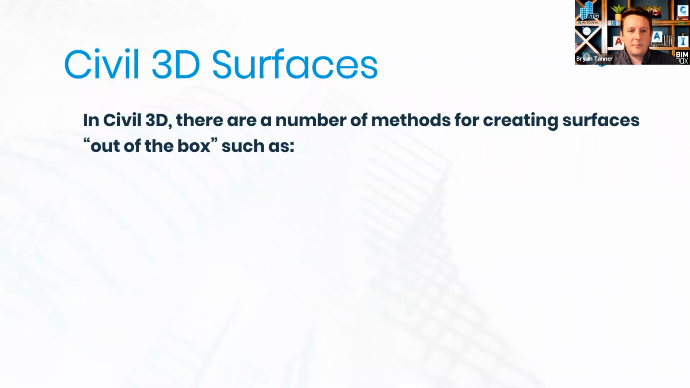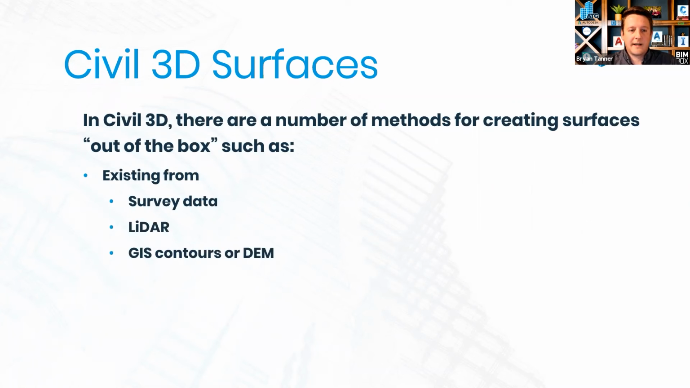There are several out-of-the-box methods for creating a surface. For existing surfaces, we've got survey data, LiDAR, GIS contours, or DEM. This is just the type of data that we build our existing surfaces off of. It's critical that we understand that those surfaces are traditionally built off of a triangulated irregular network, a TIN surface, and the quality of that data improves the quality of our output whenever we develop subgrade surfaces, and not just the subgrade surfaces for our proposed information, but the comparison of the existing versus our design surfaces for the quality of earthwork calculations that we're going to produce as well.